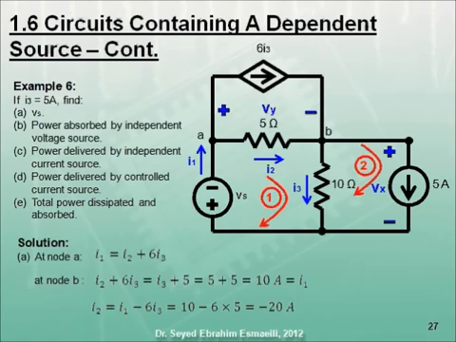Applying KCL at node B, we obtain I2 plus 6I3, which is the current entering the node from the dependent current source, equals I3 plus 5, which is the current leaving the node and is generated from the independent current source. Noting that I3 is given and is equal to 5 amps, and that I2 plus 6I3 equals I1, we get that I1 equals 10 amps. From the first equation, I2 equals I1 minus 6I3, which equals minus 20 amps.